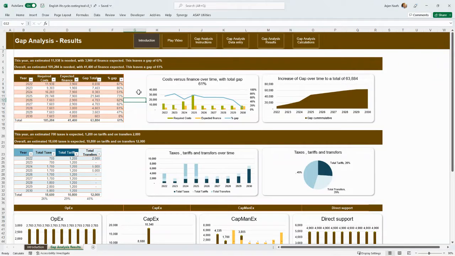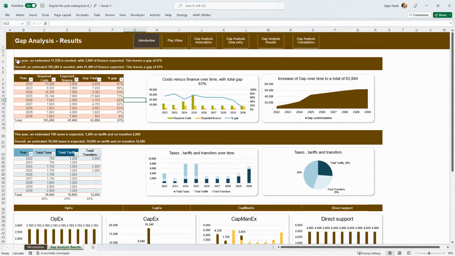Hi, let's look at the gap analysis results. And in a way, this brings together all the tools together. So let's take a little bit of time for this. The basic principle of the gap analysis is to look at what is the current cost and what is actually being financed and what is actually needed. So let's have a look at what it says.